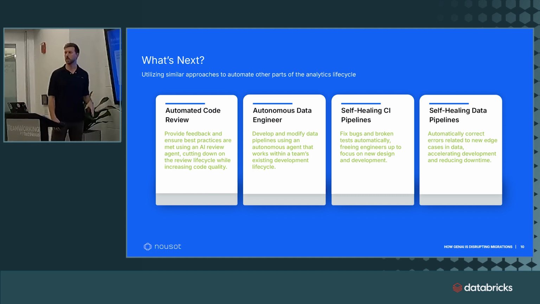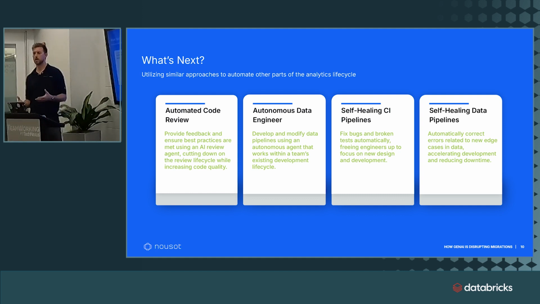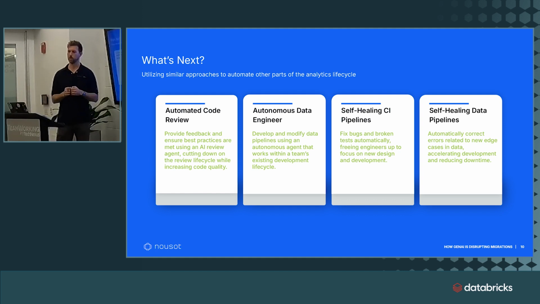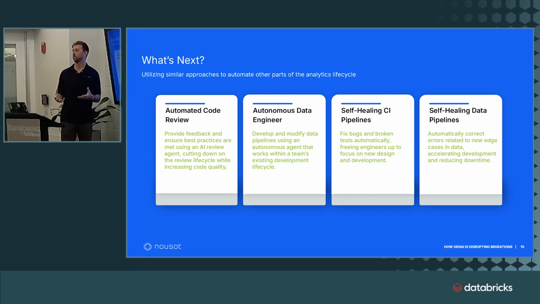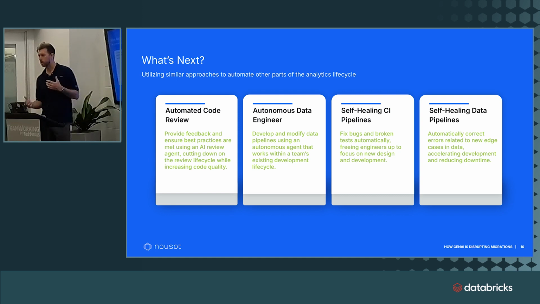Can we build an autonomous data engineer? We've proven that an autonomous agent can function effectively within the Databricks environment. So instead of having it correct code, can we have it write code? You give it a task, hey, generate a data pipeline to do this thing, and it just goes and builds it. It tests it within the environment, and it submits that pull request for you for human review. Can we do self-healing data pipelines? Again, we've proven that we can correct things when they fail.